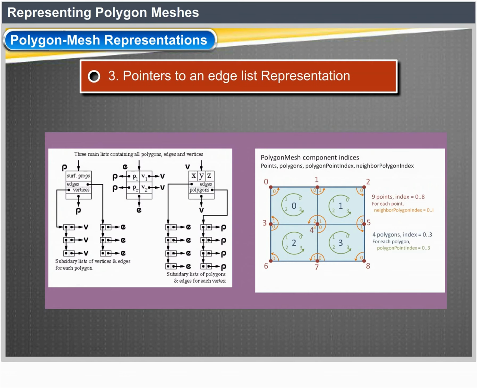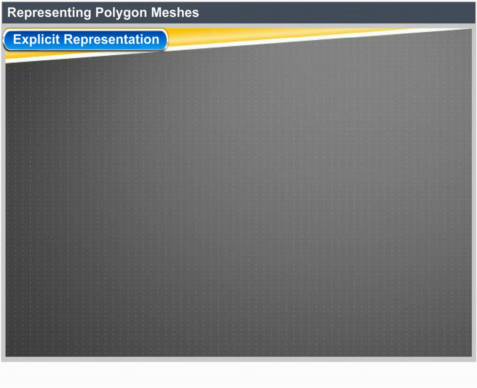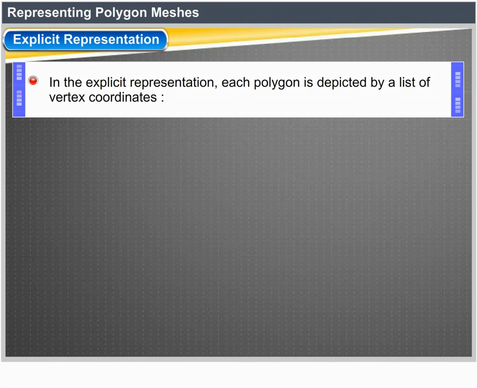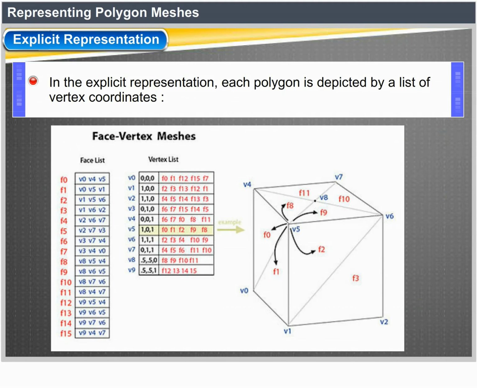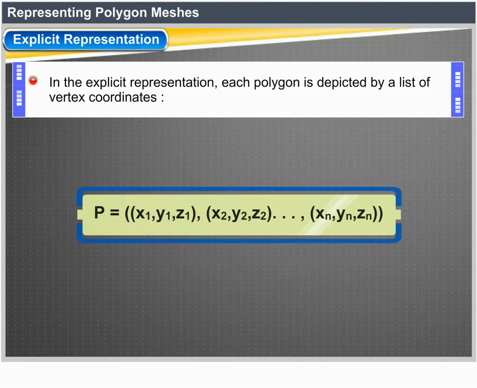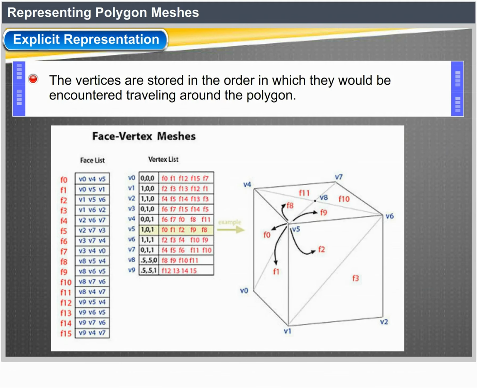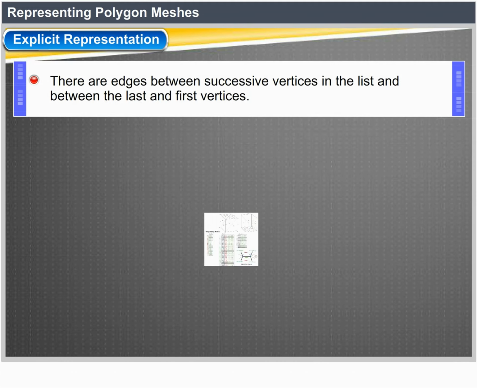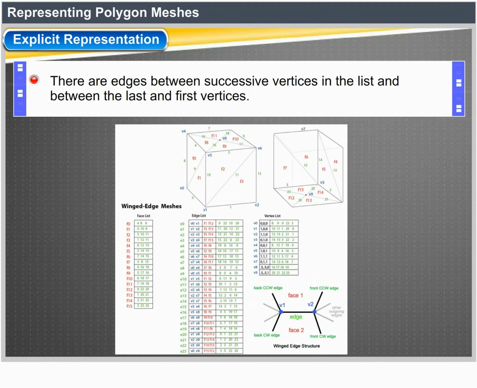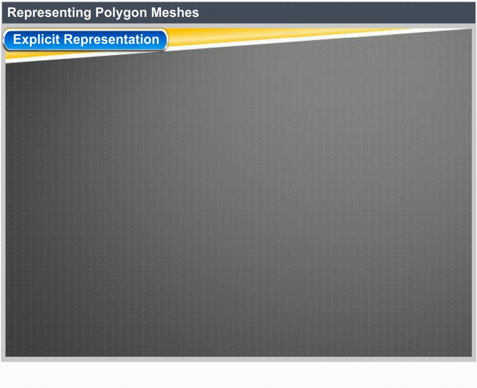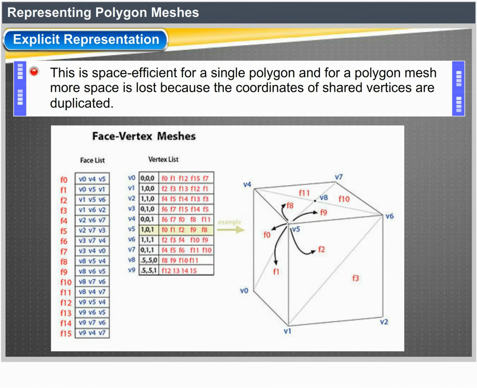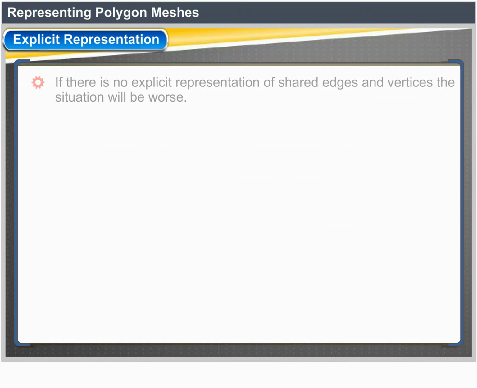Explicit representation. In the explicit representation, each polygon is represented by a list of vertex coordinates as shown here. The vertices are stored in the order in which they would be encountered traveling around the polygon. There are edges between successive vertices in the list and between the last and first vertices. For a single polygon, this is space efficient. For a polygon mesh, much space is lost because the coordinates of shared vertices are duplicated. Even worse, there is no explicit representation of shared edges and vertices.